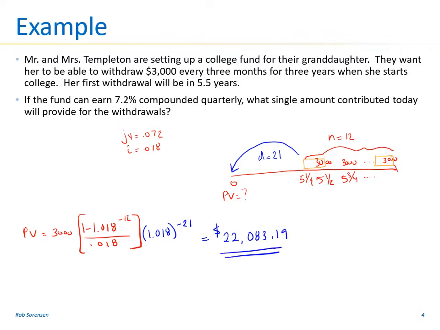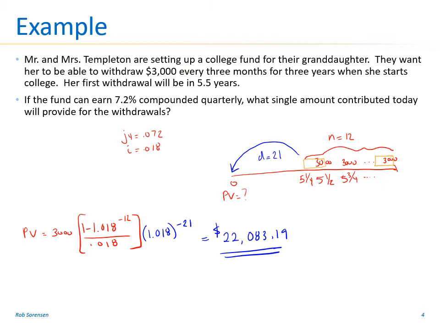So what we're saying is if they put $22,000 roughly in the bank today, it'll earn interest and become large enough that in 5.5 years she can take out her first end of quarter withdrawal, and she can continue to do that for 3 years. That's a deferred annuity.